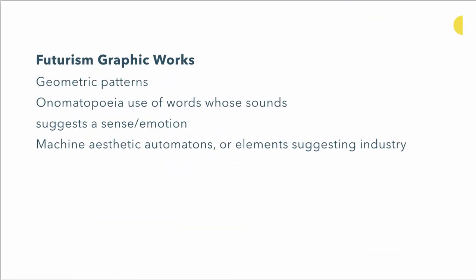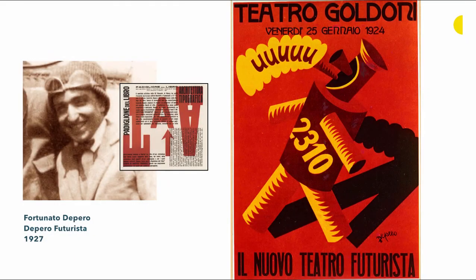Futurism graphic works have geometric patterns, onomatopoeia, a use of words whose sounds suggest a sense or emotion, and the machine aesthetic, like automatons or elements suggesting industry. Here's a good example by Fortunato de Pero. On the right, we see a robot. So again, that worship of the machine.